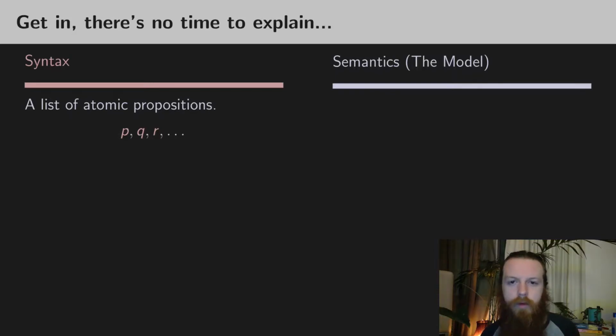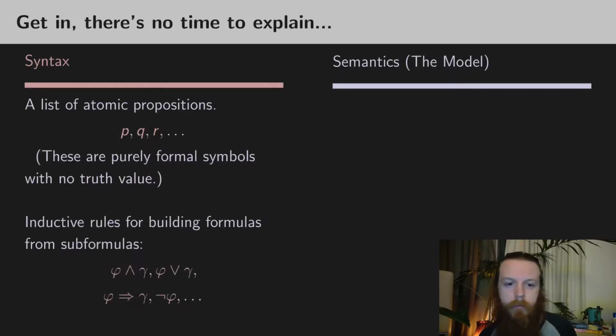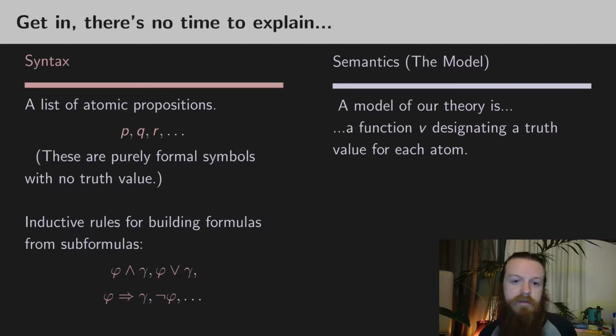So in a formal logic, we'll usually have a list of atomic propositions, which are just purely formal symbols with no truth value associated to them, as well as inductive rules for building formulas up from subformulas, including from those atomic propositions, as well as axioms and deductive rules and a whole bunch of other stuff. Now, on the semantic side of things, when we want to build a model of our theory, the first thing we have to do is provide a valuation for each of those atomic propositions.